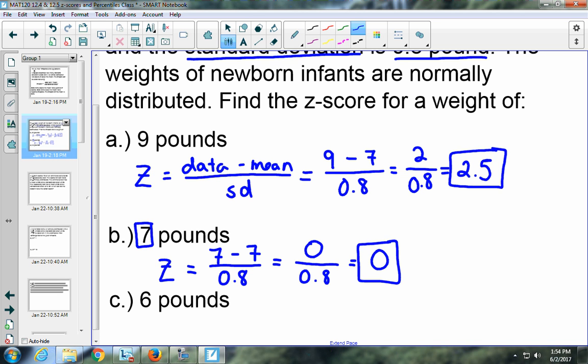Which should make sense. We saw on the last slide that the mean will always give you a z-score of 0.